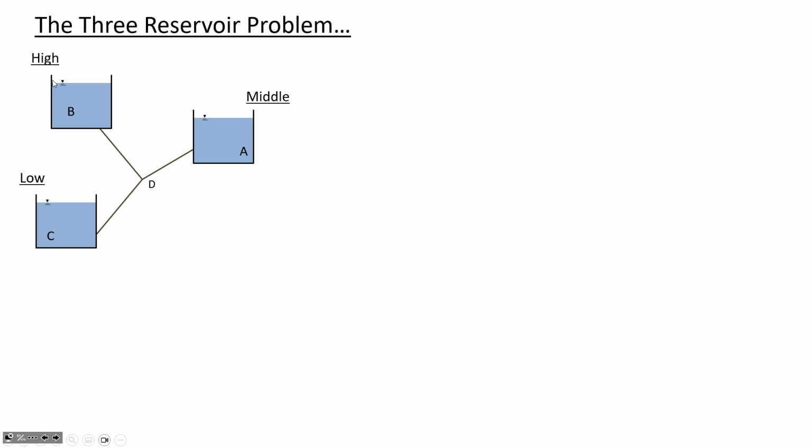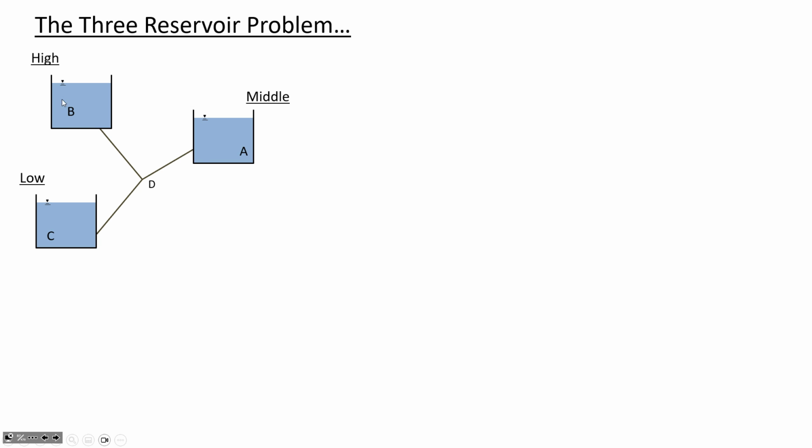Let's say that we've got 3 reservoirs connected together. And the high, middle, and low is talking about the elevation of the water. And they're connected at a single junction. So reservoir B is the one that's way high up on the hill. Reservoir C is at the bottom of the hill. And reservoir A is somewhere in the middle.